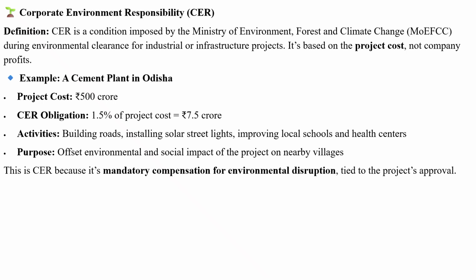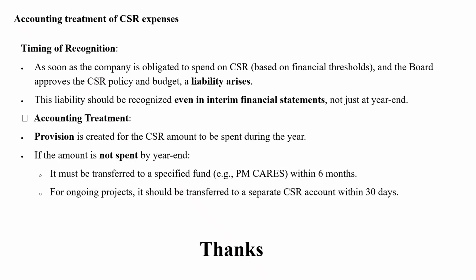So what activities should the cement plant undertake in nearby villages or the local area? Activities like building roads, installing solar street lights, and improving local schools and health centers. Purpose: the purpose of CER is to offset the environmental and social impact of the project on nearby villages. This is CER because it is mandatory compensation for environmental disruption tied to the project approval.